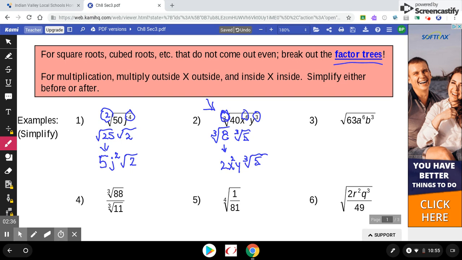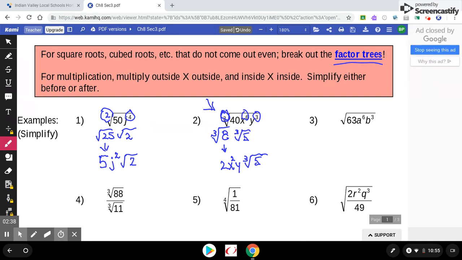Number 3. Factor tree for 63. Well, if you realize the square root of 9 comes out even, that's a good factor tree to use. Square root of 9 is 3. Square root of 7 is done. Understood to be a 2. Divide. How many times is 2 going into 6? 3 times. How many times is 2 going into 3?